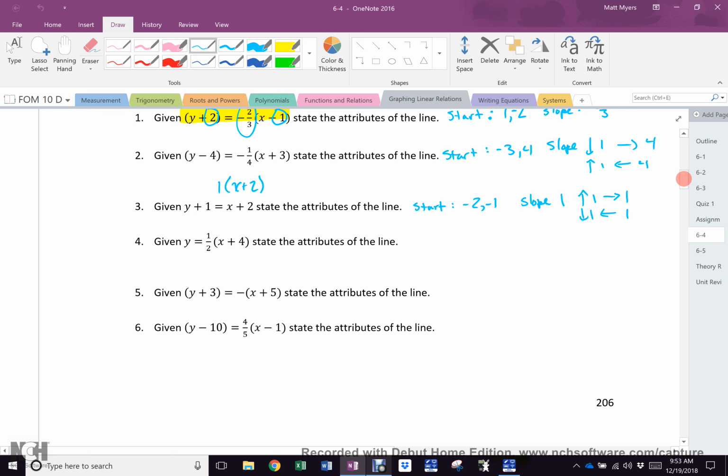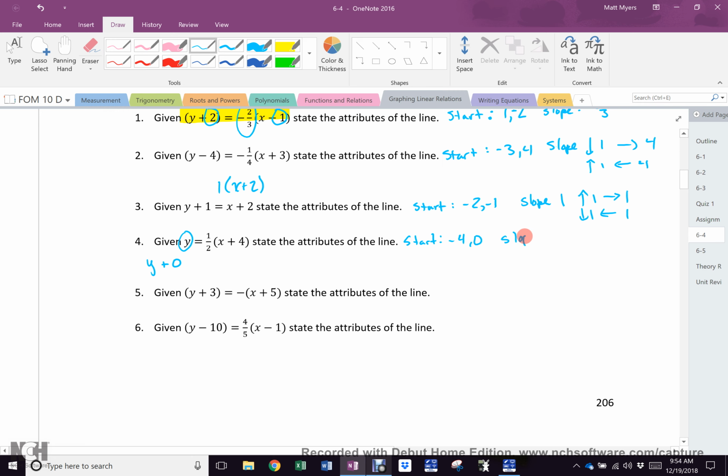4 looks different, doesn't it? So what's my starting point? There's no value with y. Negative 4, and negative 1? What's the number that we don't write? 0. Because this would be y plus 0, wouldn't it? Because y plus 0 is what? Y. Everybody good?